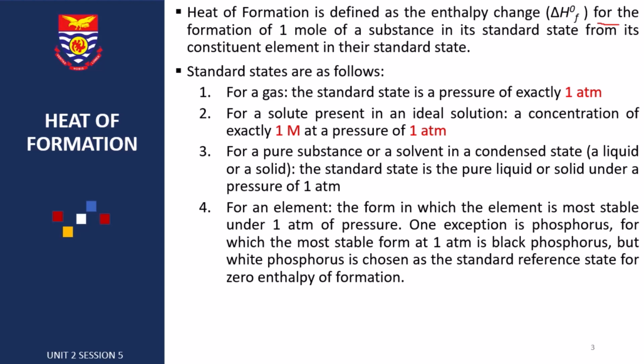One exception is phosphorus, for which the most stable form at 1 atm is black phosphorus, but white phosphorus is chosen as the standard reference state for zero enthalpy of formation. And also, by convention, the stable form of any element is always 0.